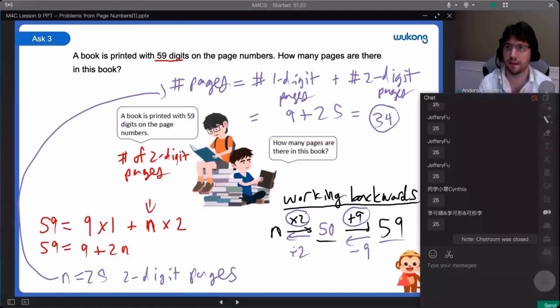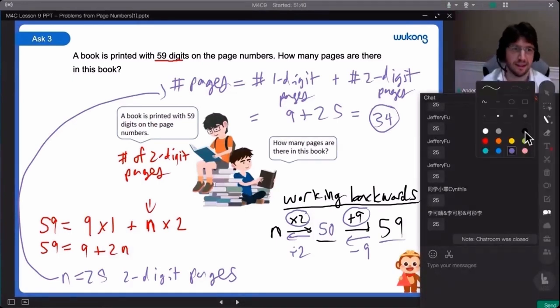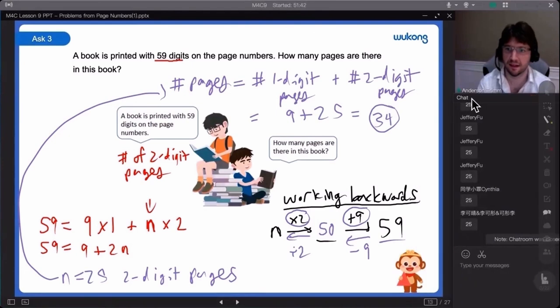All right, so I'm going to give everyone a moment to look at that. And then if you have a question, I see a hand up. All right, Morgan, do you have a question? So where does the 9 come from? So we have 59 digits all together, and the first 9 pages have only one digit. So this is the number of one-digit pages.